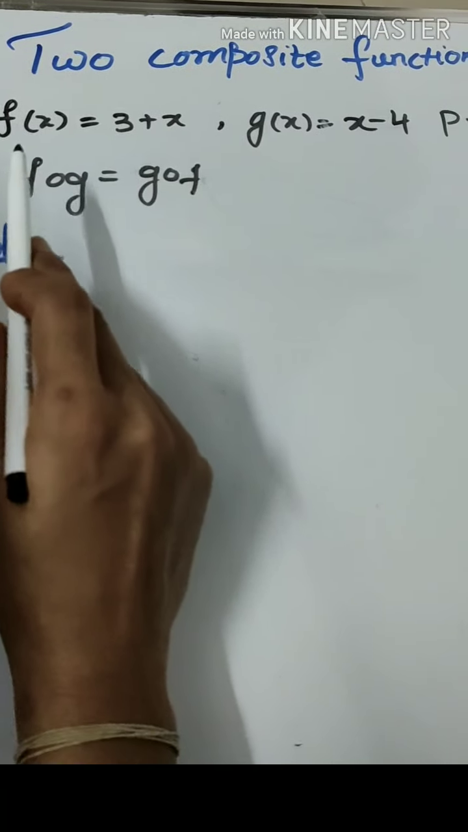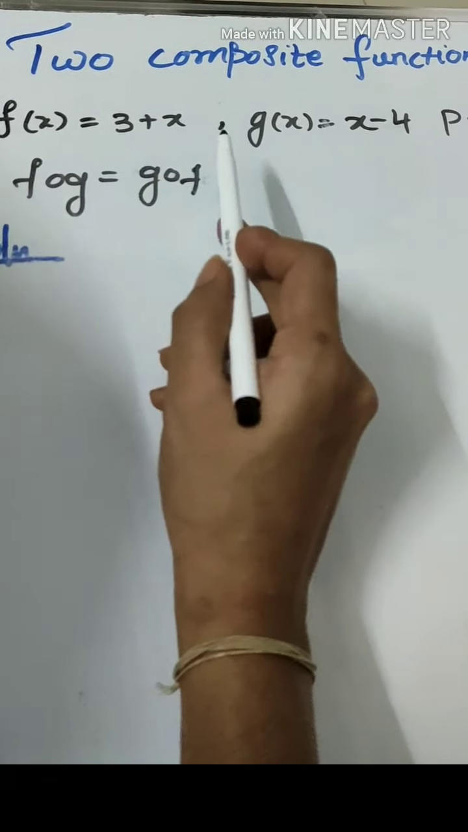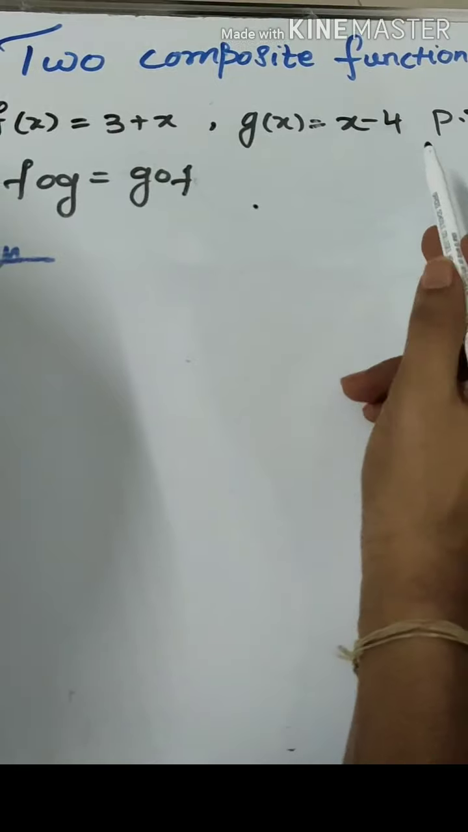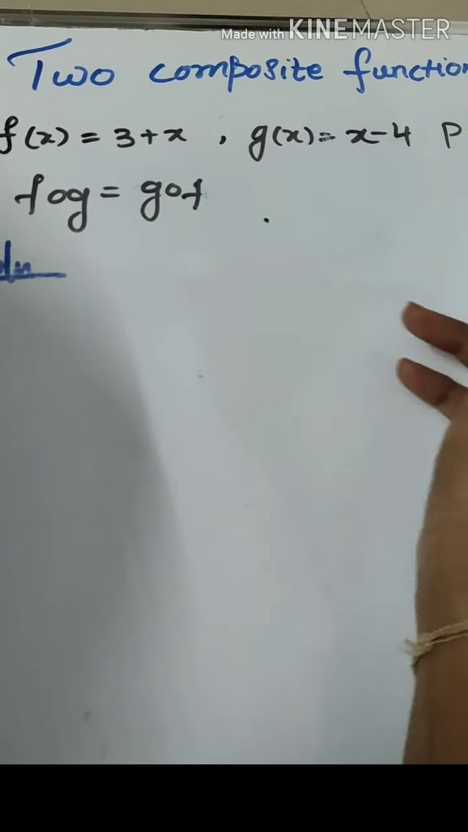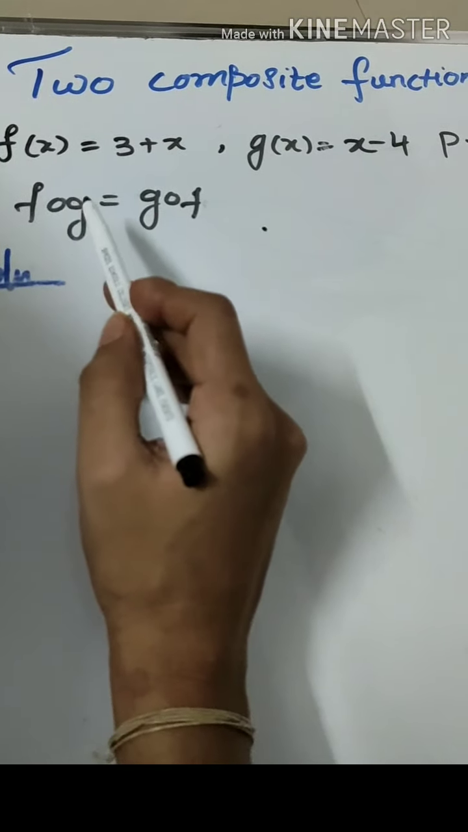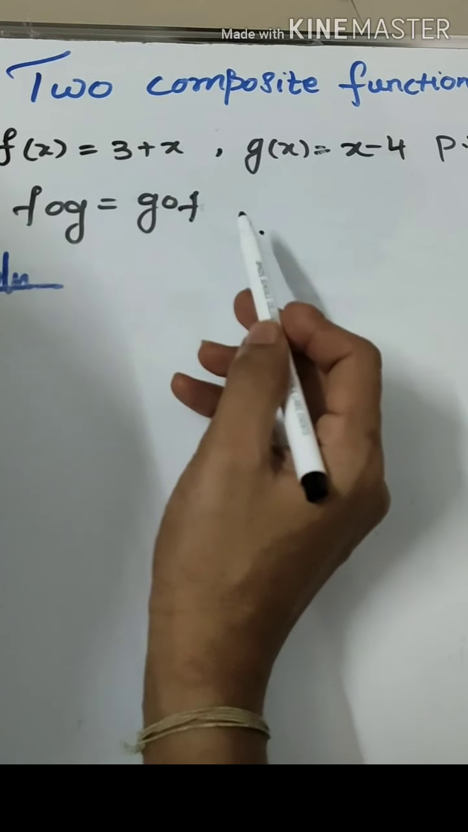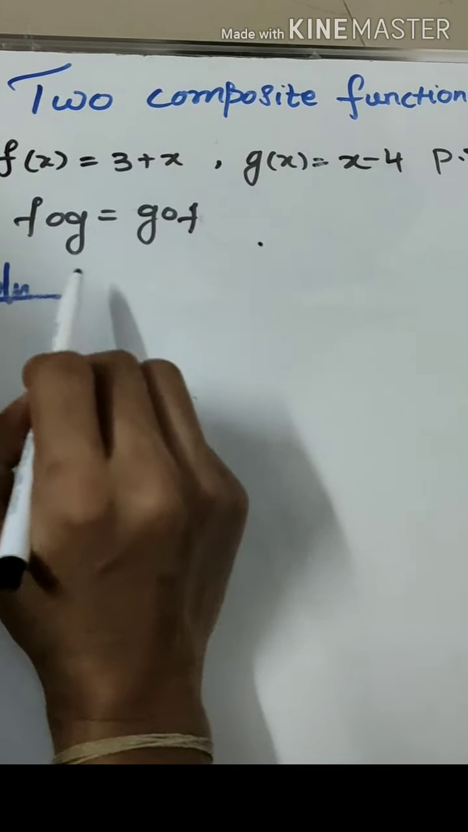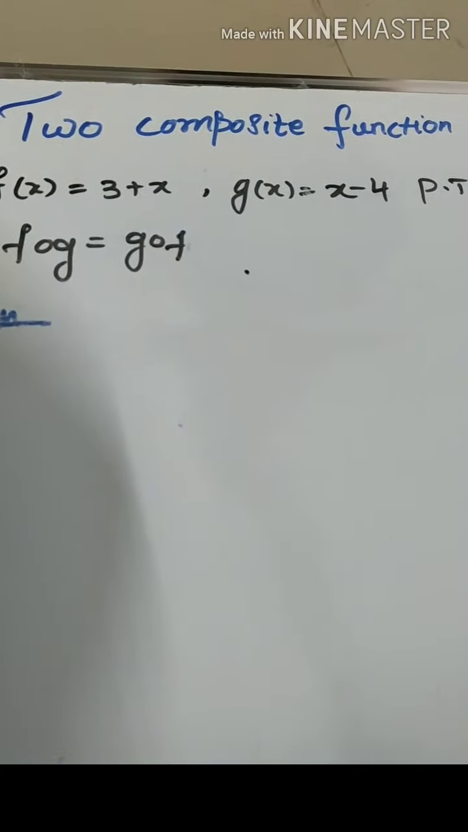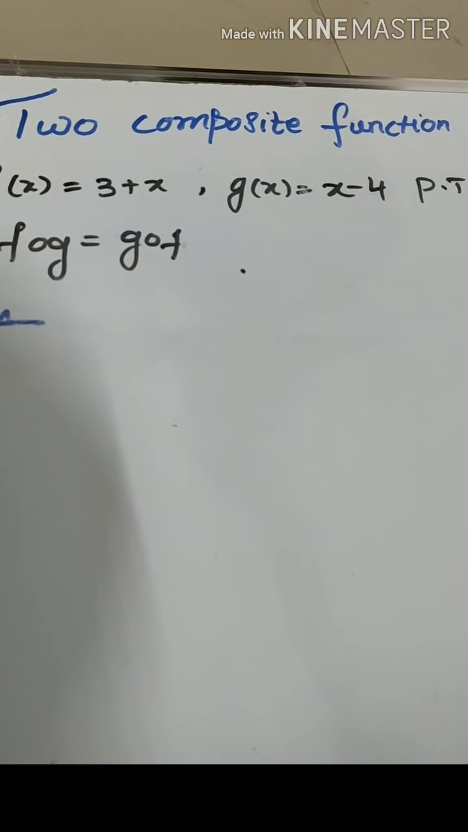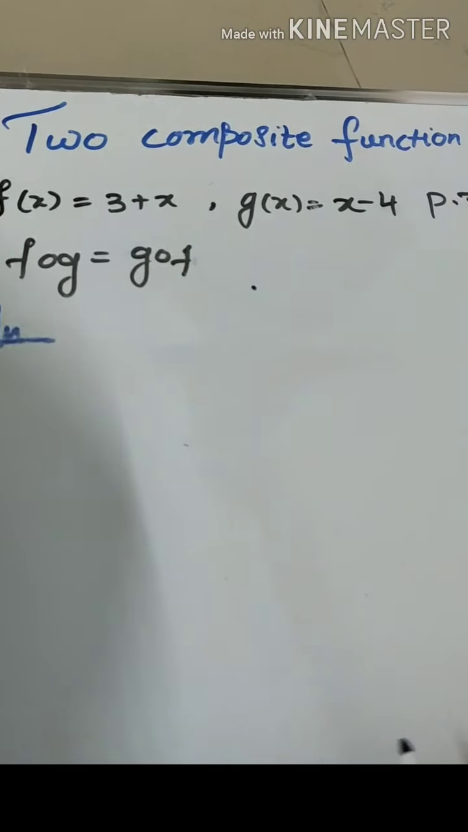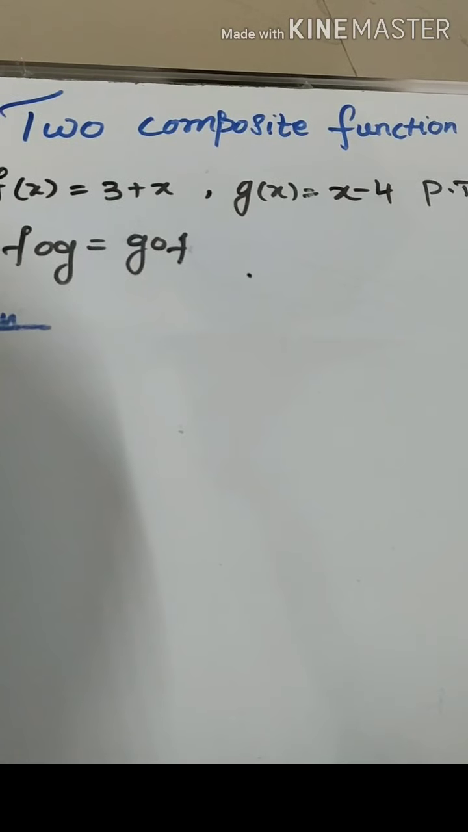The given functions are f of x is equal to 3 plus x and g of x is equal to x minus 4. They are asking us to prove that f composite g is equal to g composite f. If they have given two functions, it may be associative or not. We have to check it. In this case, I'm going to teach you 5 steps to solve this sum.